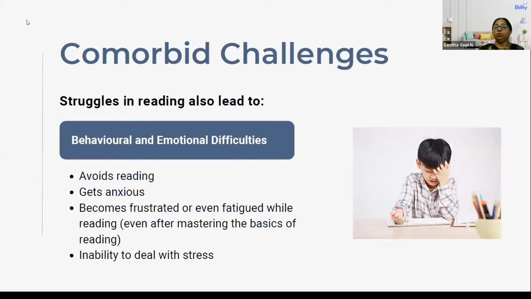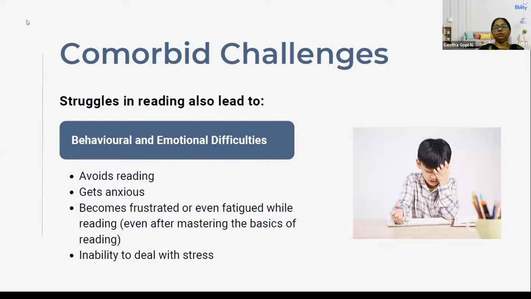So we know that children with special needs, different kinds of special needs conditions, may have other emotional or behavioral difficulties. So if they have those kinds of difficulties, and if they have the reading difficulties as well, then they have a tendency to avoid reading. Some of them may have very high anxiety levels when they're asked to read. Some of them become very frustrated because they're struggling a lot at every word that they have to read, and they get fatigued or exhausted with just a little bit of reading.